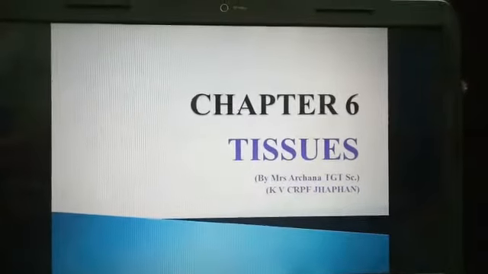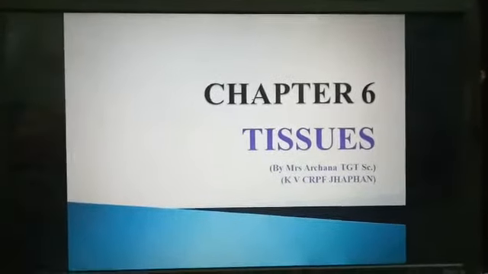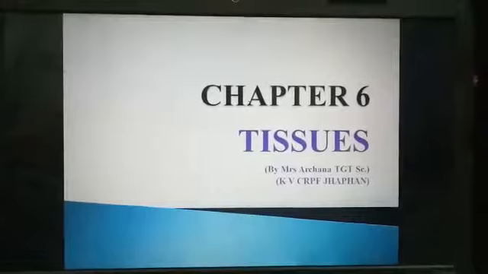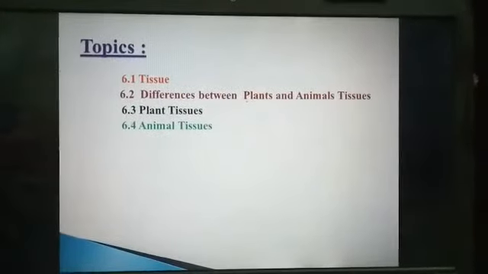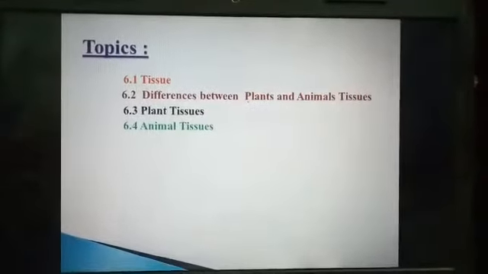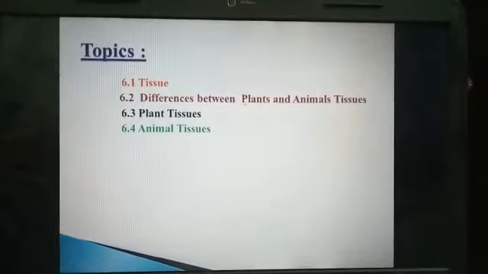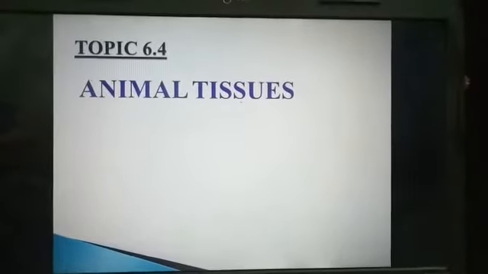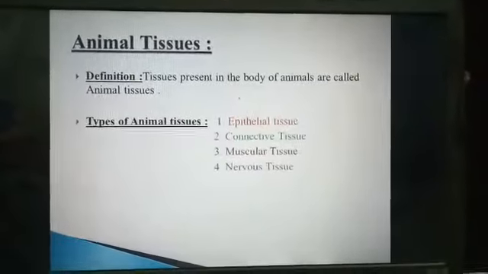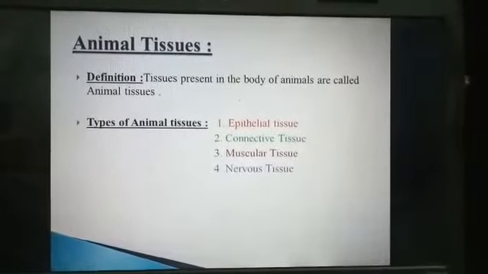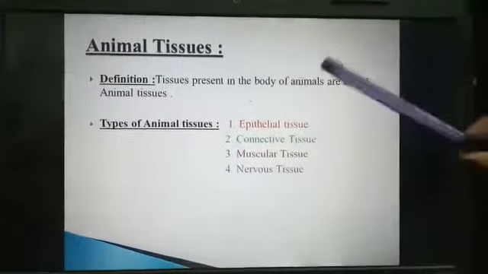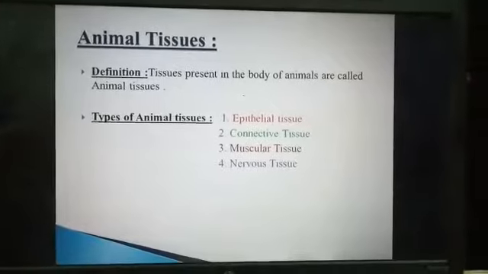Good morning, ninth class. Today we are dealing with chapter 6, and the name of the chapter is Tissues. Total 4 topics are present in this chapter, and we are dealing with 6.4, animal tissues. So here is our topic, animal tissues. We are already aware of the definition: tissues present in the body of animals are known as animal tissues.